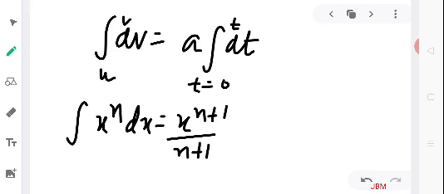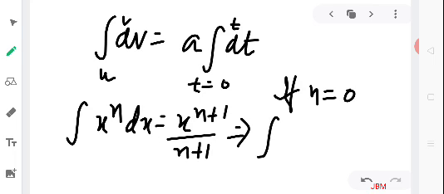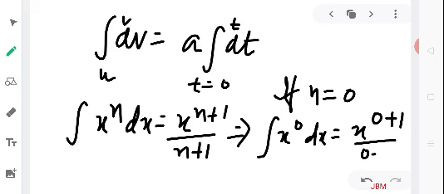For example, if n is equal to 0, then how will this integral be written? We can write integral x to the power 0 dx equal to x to the power, in place of n we write 0, so 0 plus 1 by 0 plus 1, and that will be equal to simply x, isn't it? X to the power 0 plus 1, that is x to the power 1 by 1, it is x.